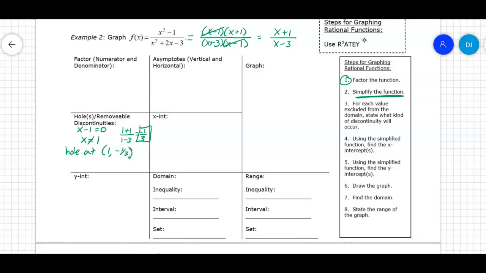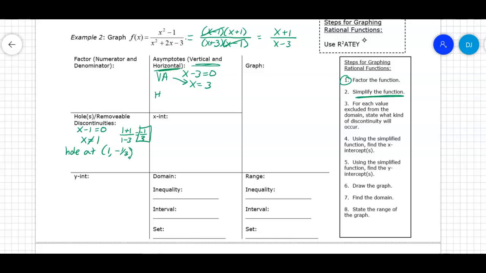Let's go ahead and talk about other things. We can see the asymptotes, vertical and horizontal. My vertical asymptote is whenever we set the denominator equal to 0, and that's another discontinuity. So I'm going to set my denominator, which is just x minus 3, equal to 0. I'm going to add the 3 to the other side. That would just be x equals 3. And that's where I cannot have a value because it will end up being a vertical asymptote.